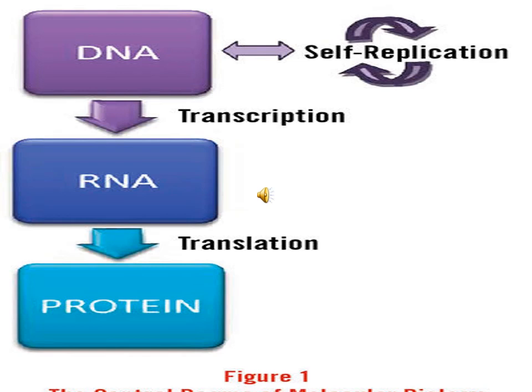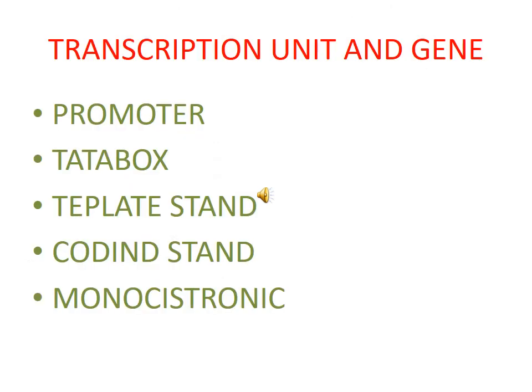Copying genetic information from one strand of DNA into RNA is termed transcription. The transcriptional unit and gene are very important. The important regions of the transcriptional unit in DNA are defined in three regions: promoter, structural gene and terminator. What are they? Promoter, structural gene and terminator.